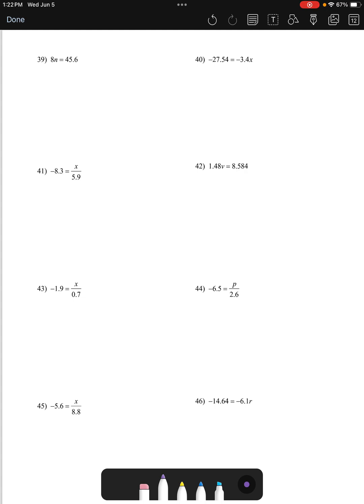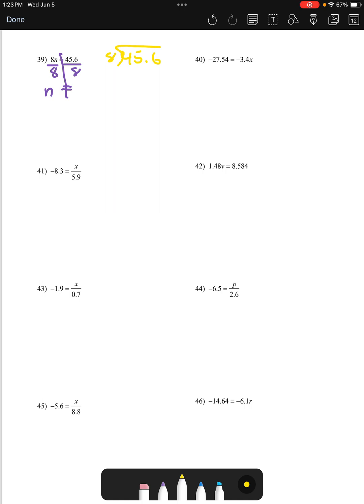In this final video dealing with decimals, we are going to continue working with our one-step equations, today solving by division and multiplication. Number 39, we have an 8 directly attached to the n. How do we remove it? Division.